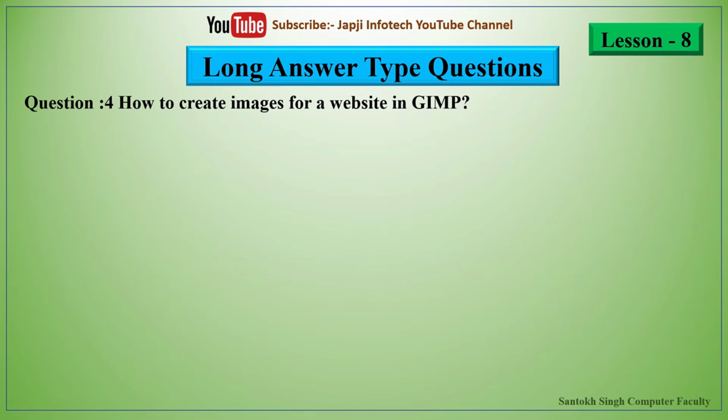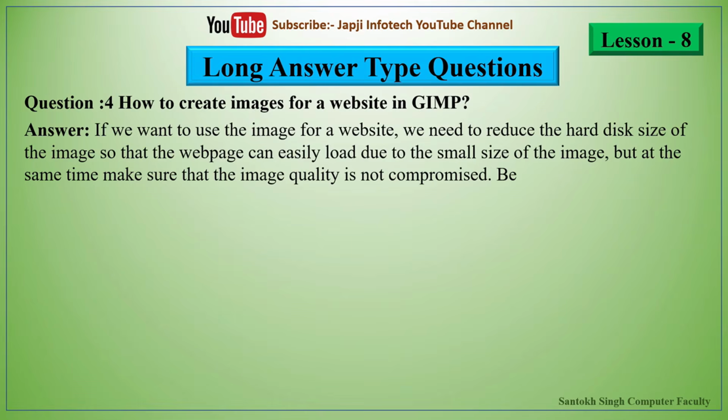The first one is how to create images for a website in GIMP. If we want to use the image for a website, we need to reduce the hard disk size of the image so that the web page can easily load due to the small size of the image. But at the same time, make sure that the image quality is not compromised.